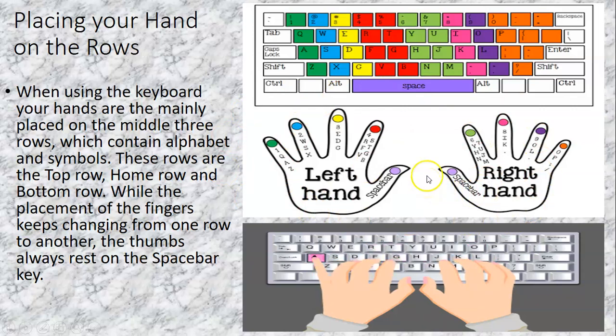When using the keyboard, your hands are mainly placed on the middle 3 rows, which contain alphabet and symbols. These rows are top row, as I said, children, this is known as the home row and this is known as the bottom row, while the placement of the fingers keeps changing from one row to another and the thumbs are resting on the spacebar key.